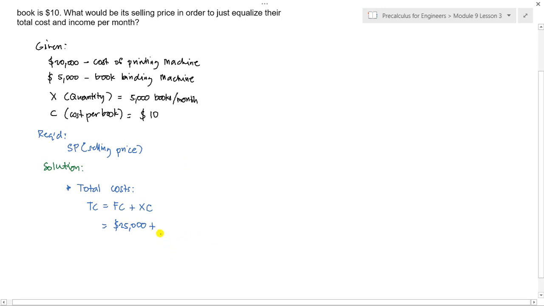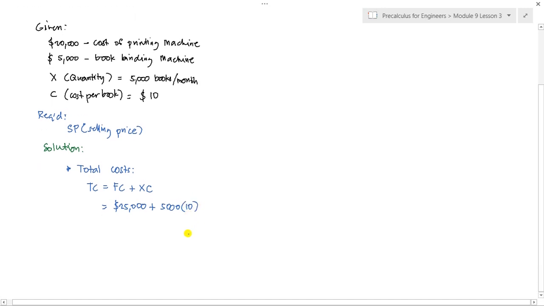So that's plus 5,000 multiplied by the cost. Do we have a given cost per book? That is $10. So put here $10. That is for the total cost. Okay? That is for the total cost. So here, we will simplify the total cost.